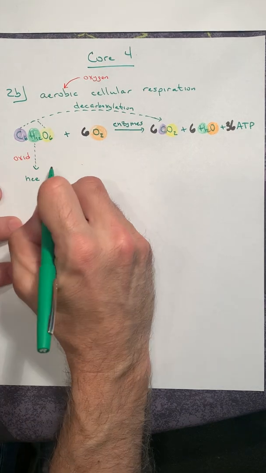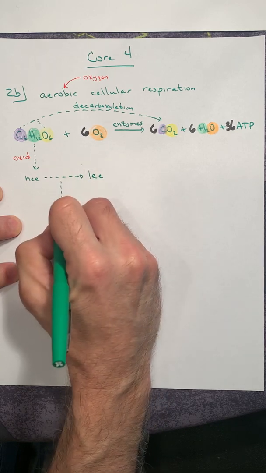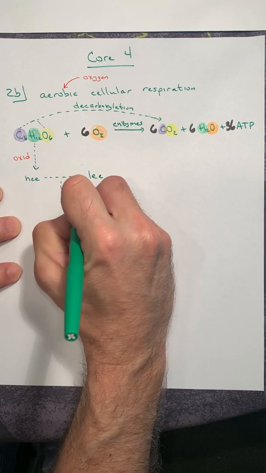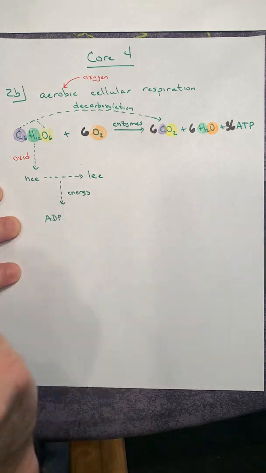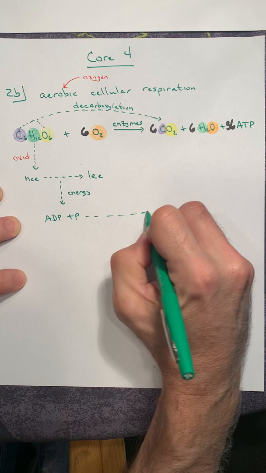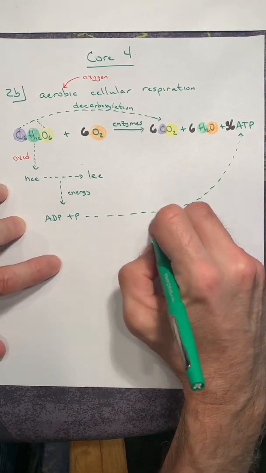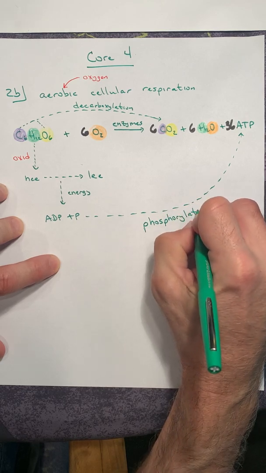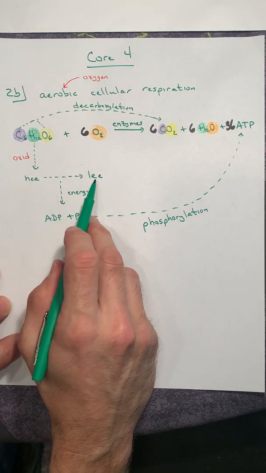These high energy electrons are then converted to low energy electrons. When you do this conversion, energy comes out. That energy is used to bond, not to create, but to bond ADP and P. When you bond ADP and P inside of the mitochondrion, you make ATP by the process of phosphorylation. You then have the low energy electrons here.